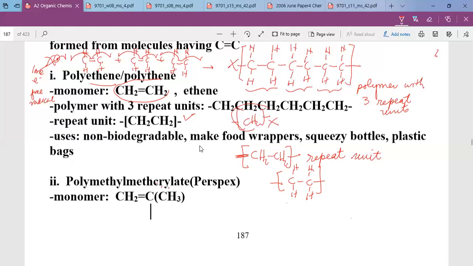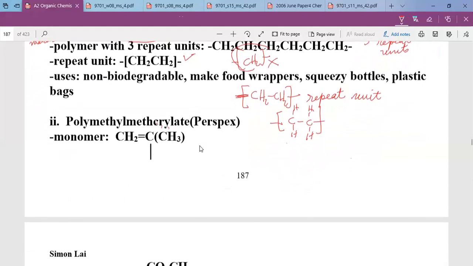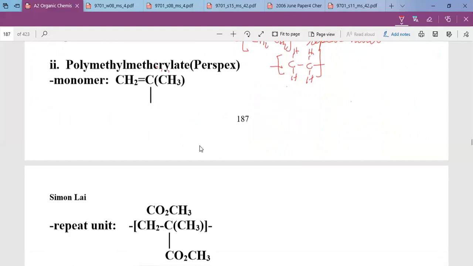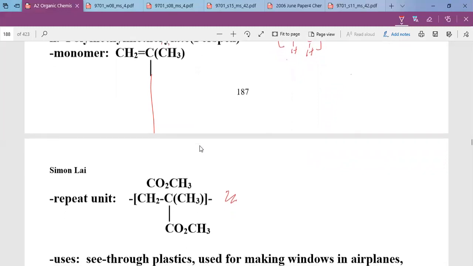Now, another thing to notice is that for some reason here, polymethylmethacrylate or perspex. I'm sorry, I don't know how this computer works. It should be connected like here. Now in exams, let me just show you. Teaching on the board is so much easier.